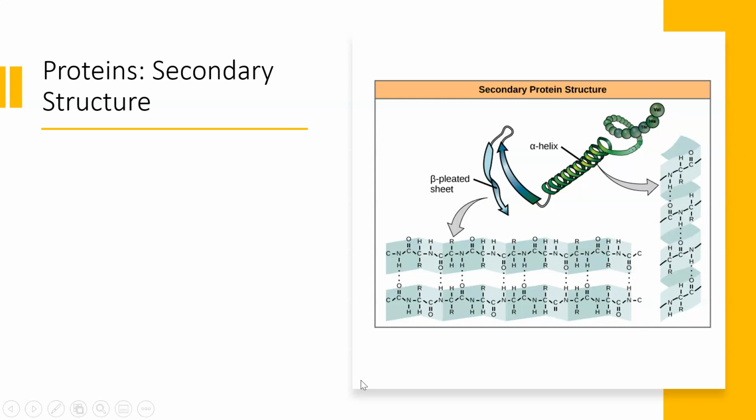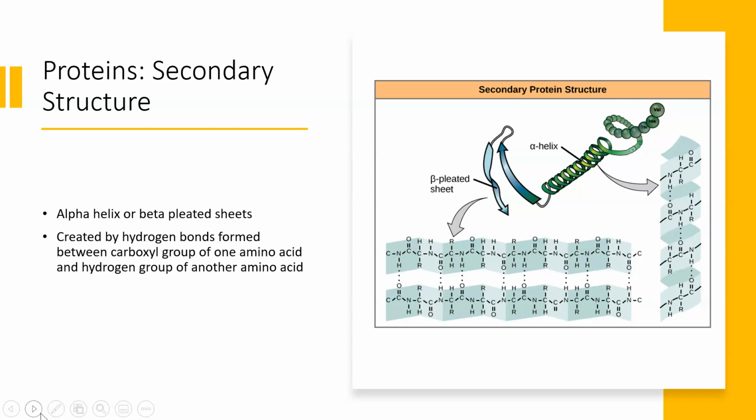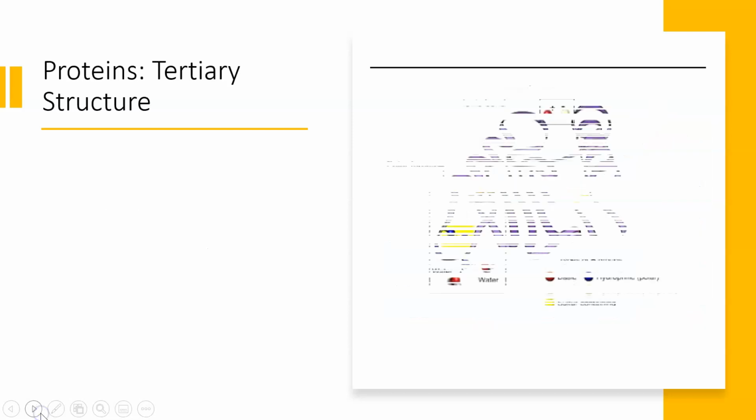Okay, with the secondary structure, we said we've got this alpha helix or the beta shape, which is the beta pleated sheet. So these are created by the hydrogen bonds forming between the carboxyl group of one amino acid and a hydrogen group of the other amino acid. It is not related to the R group. So secondary structure is carboxyl group and hydrogen group interactions.